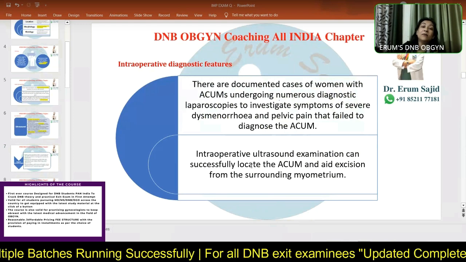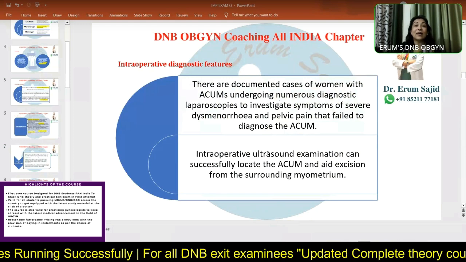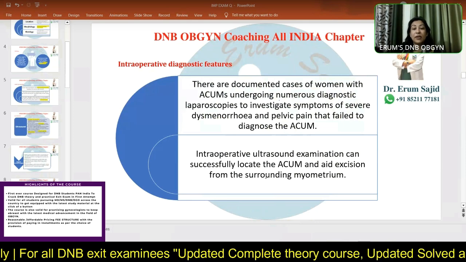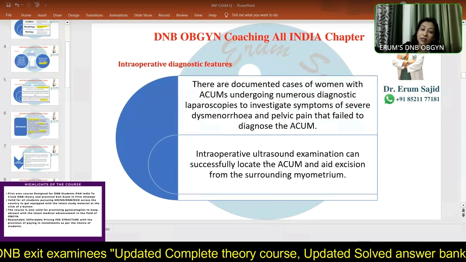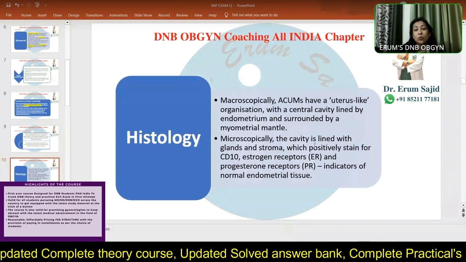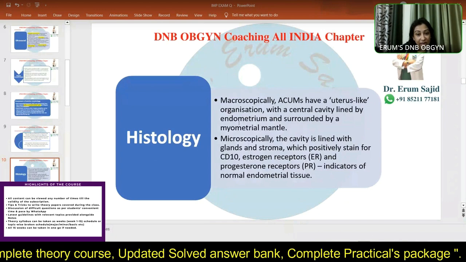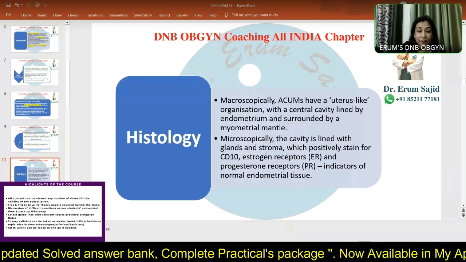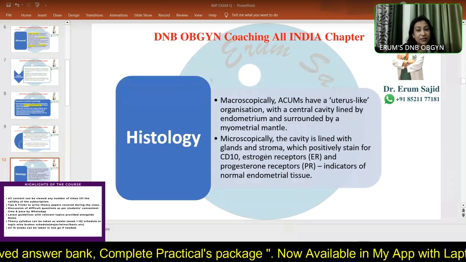So here what will help is an intra-op ultrasound examination. Now you're combining two modalities. All right. So intra-op ultrasound examination to locate the ACUM and aid in the excision. And once you do that, you see that microscopically it actually has uterus-like organization. The central cavity is lined by endometrium, and myometrium surrounds it. And by now you've ratified these two sentences, okay?